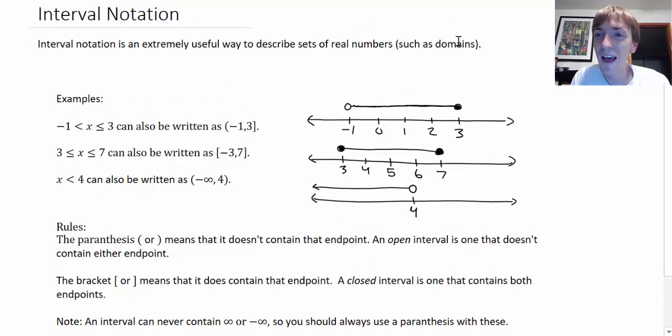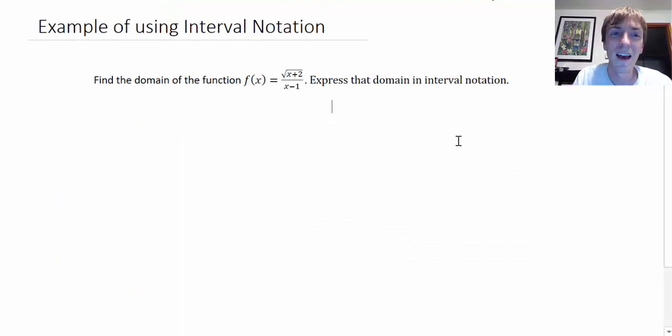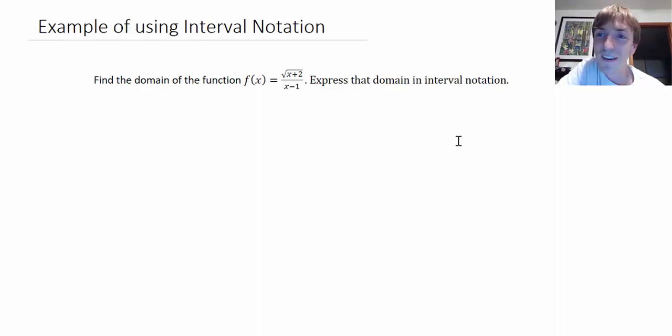Okay, so lastly, I'm going to give an example of using interval notation to do a problem that we've already done, which is actually good review because we could probably use seeing it again. And that is to find a domain of a function, but to put that domain in interval notation. So we're kind of coming around full circle here. I guess pun sort of intended.